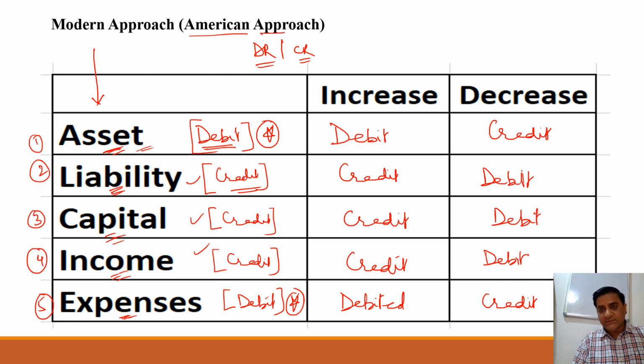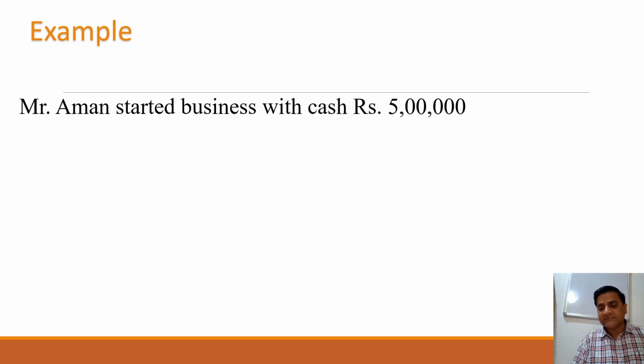In order to make the understanding simpler, we have taken the same example which we considered while following the traditional method of the debit and credit rules. In the same example, if I say that Mr. Aman has started a business with cash of 5 lakh, the first thing that we need to do is identify the two accounts. One account would be Mr. Aman's account or Aman's capital account, the same way as we have done in our previous video. The second one would be the cash account.